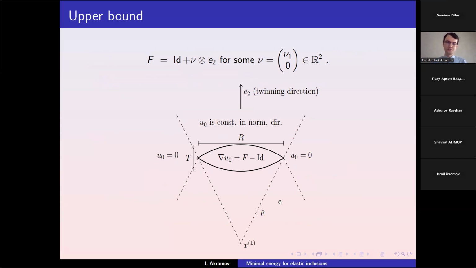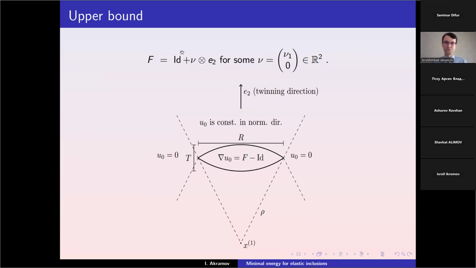Here in this picture, what we need to do to prove the upper bound: we have to construct a v that gives us this result. So we have to choose one v. Before choosing v, first we identify this helpful function, which is u0. So u0 is equal to F minus identity in this lens-shaped figure. And in the normal direction these are constant, and in other places it equals 0.